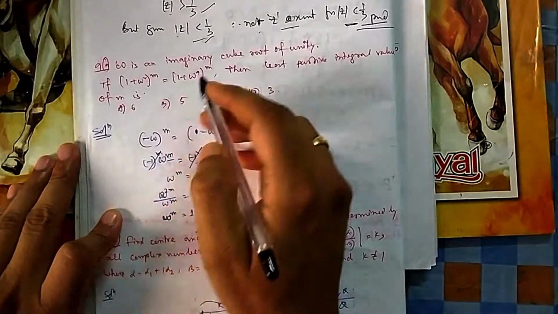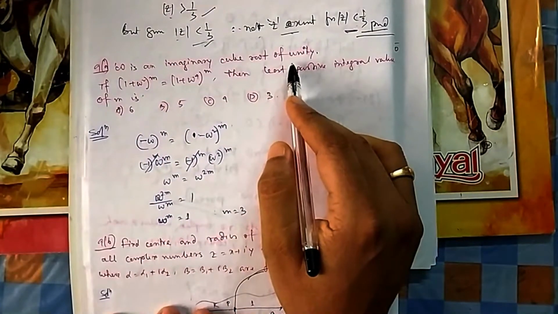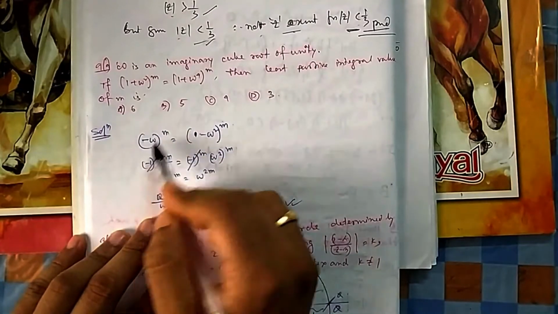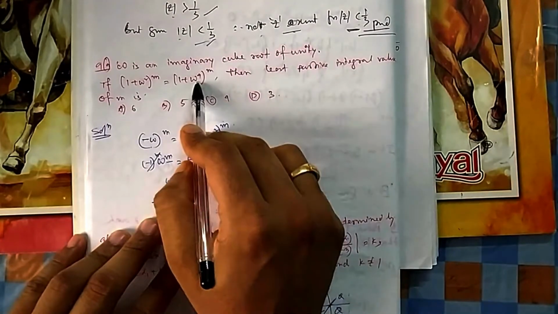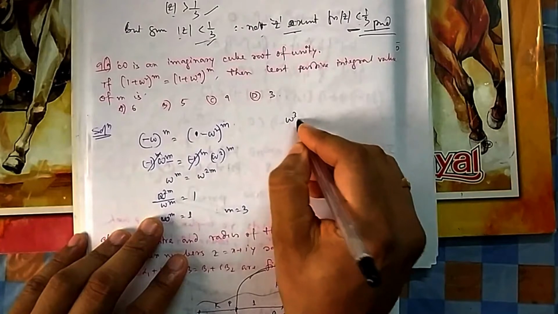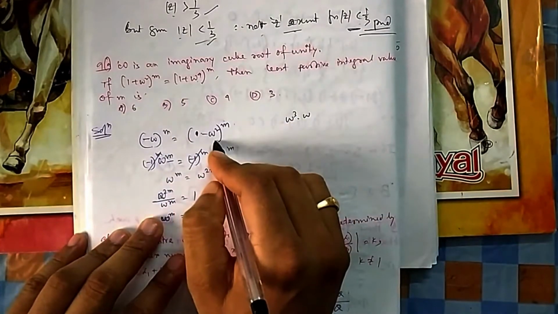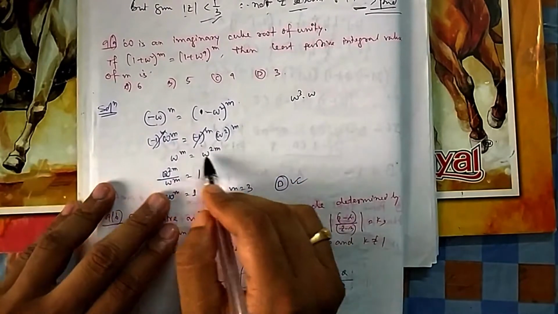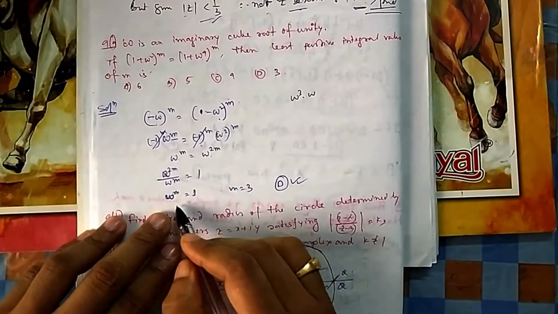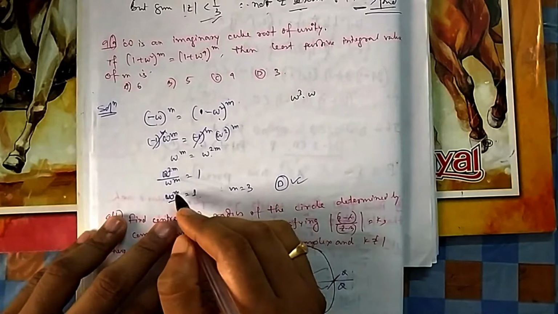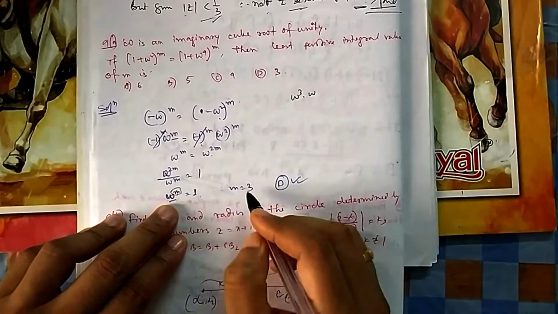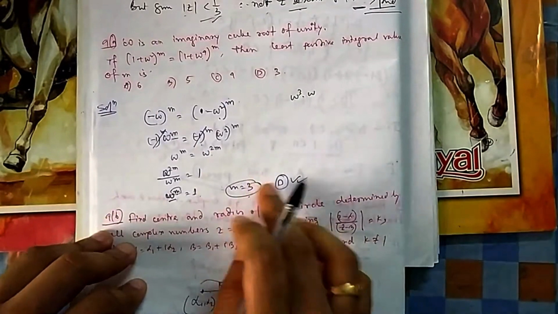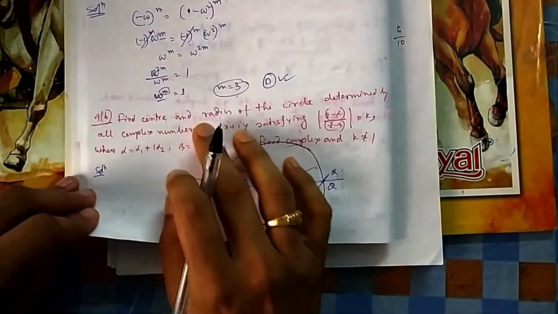Now if you come to 9a, omega is the imaginary cube root of unity. This is given. So now you can find 1 plus omega square is minus omega. This is omega cube. You can write cube into omega, that is 1 plus omega, that you put as minus omega square. If you take minus 1 to the power and both sides get cancelled, omega to the power, you can do all these steps. Ultimately omega to the power m is 1. What is the smallest value of m for which it is 1? 3. That is what they are asking: the least positive integral value for which it is satisfied.